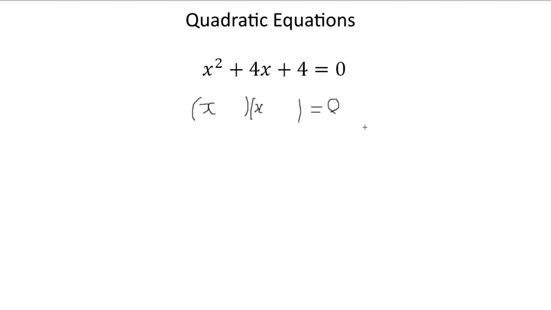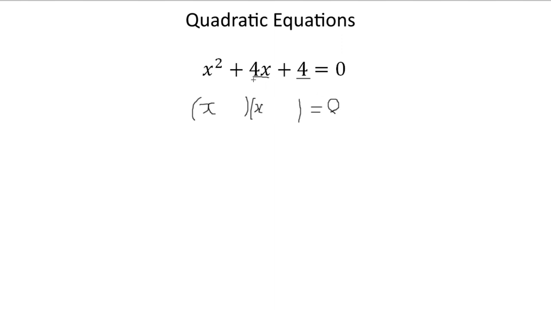Okay, so now we're going to be factorizing this equation here, x squared plus 4x plus 4. So how we do this, remember, we need to find two values that add to 4 and multiply to give you 4. Now straight away you could probably think, okay, it's probably 2 and 2, and you would be right.